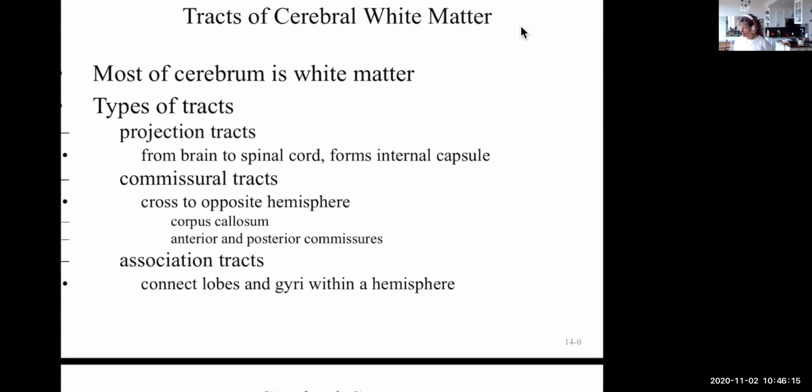So most of the cerebrum is white matter. Here are the tracts again: projection tracts, commissural tracts, and association tracts.